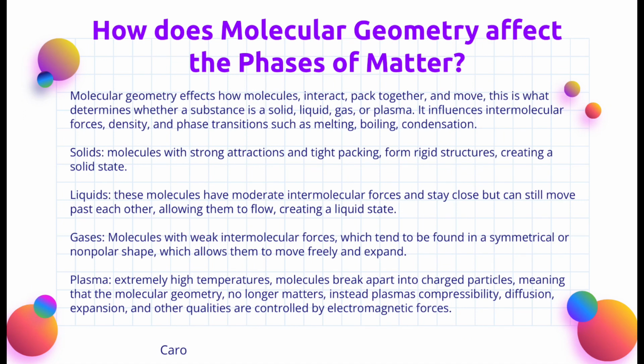Plasma. Plasma is when things get extreme. Now let's talk about plasma, the most energetic phase of matter. At super high temperatures, molecules can gain so much energy that electrons get stripped away. This creates a mix of charged particles. These are known as ions and free electrons.